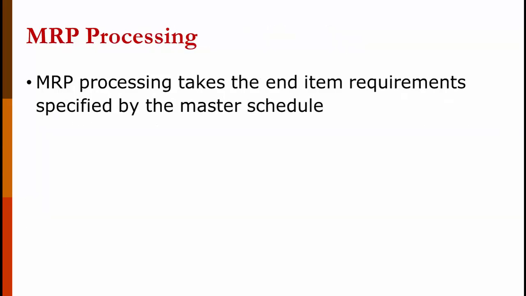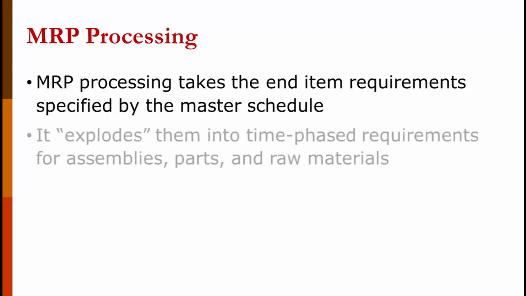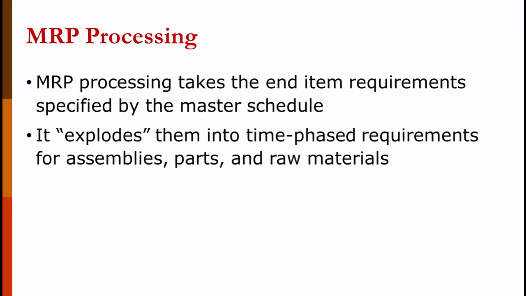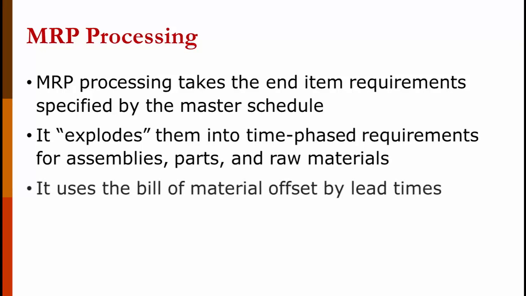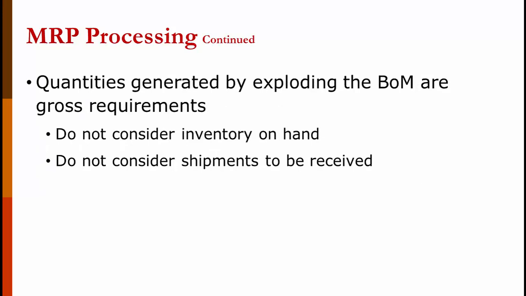MRP processing takes the end item requirements specified by the master production schedule, the things that we're going to sell to our customers. It then explodes them into time-phased requirements for assemblies, parts, and raw materials. That is, it uses the bill of material offset by lead time to figure out when to schedule orders and production. These quantities generated by exploding the bill of material are gross requirements. They don't consider what we have on hand already, in other words, what we have in inventory, and they don't consider any shipments that are going to be received, scheduled receipts, for example.